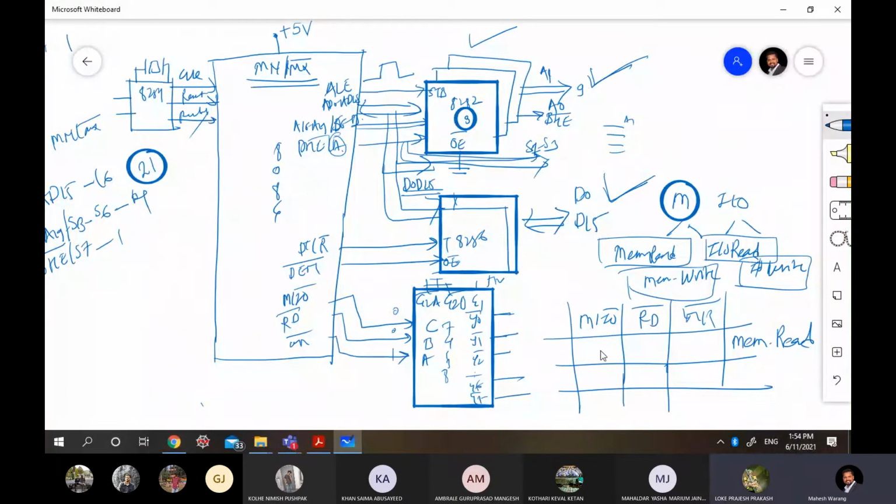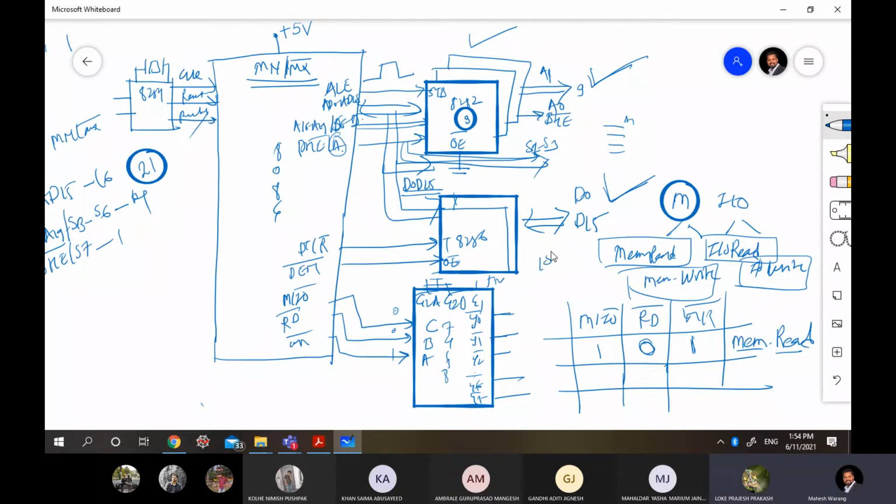I need memory read. So M/IO bar should be what? 1. Read bar should be what? 0. And write bar should be 1. Try to understand. I have to read memory, so M/IO bar says memory when it is 1. I have to read, so read bar is active when it is 0, so I want it to be 0. And I do not want to write, so for the active-low write bar signal I keep it high, because if I make it 0 that operation will not work. So if I give the 101 combination over here, whichever signal goes low will act as memory read for me.